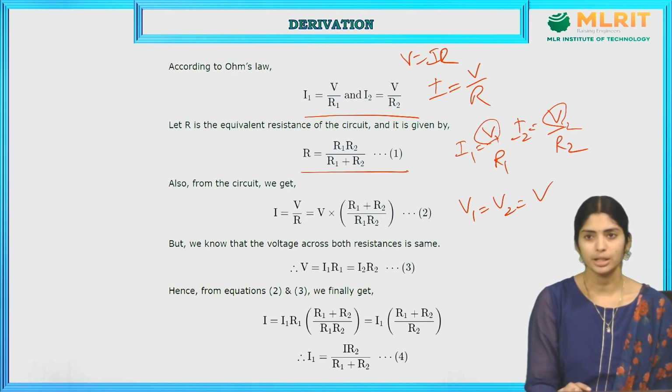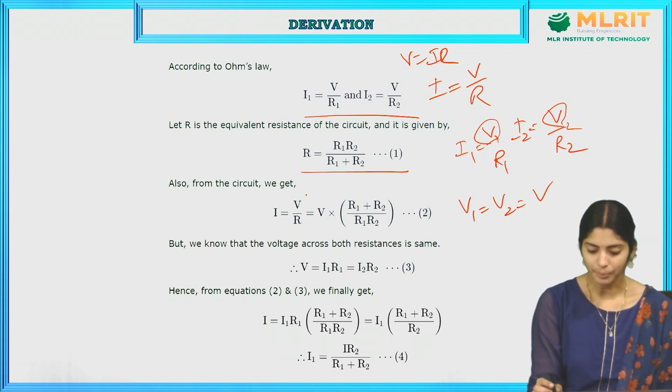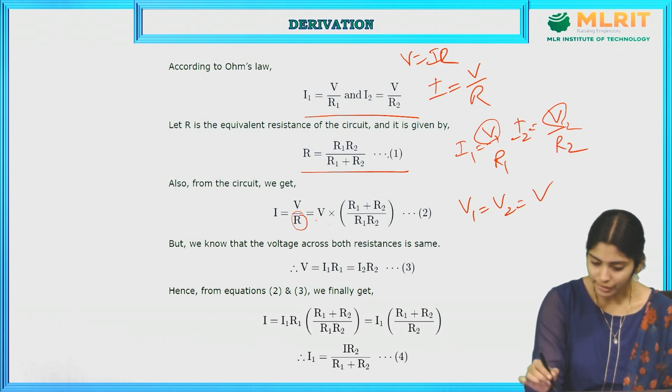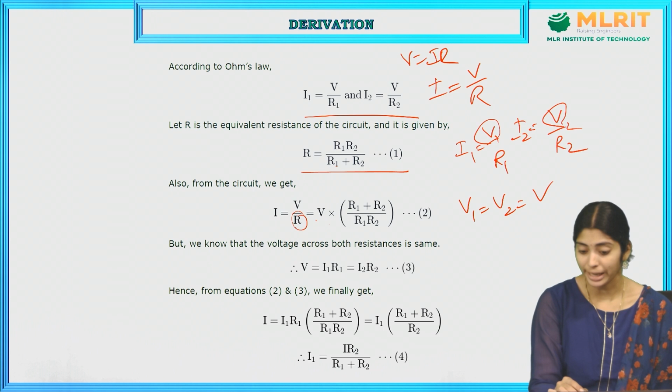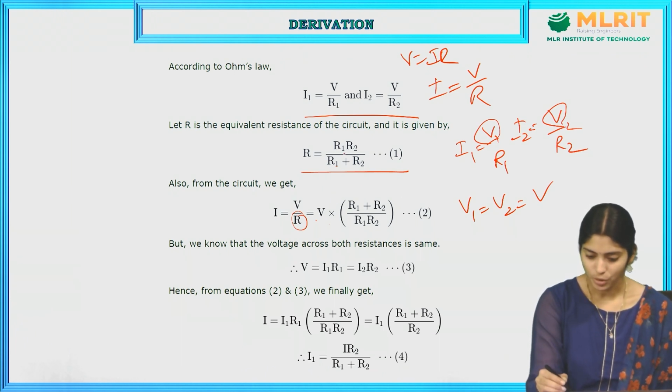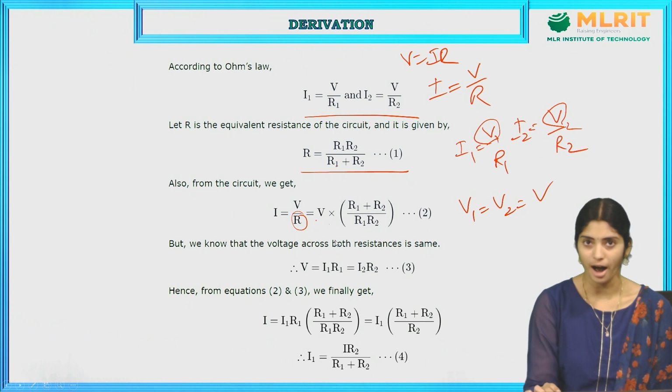From this circuit, I is equal to V by R. So V into 1 by R, right? This value got reversed: this is the R value, but here it is 1 by R. So the denominator went to the numerator, giving R1 plus R2 by R1 R2.